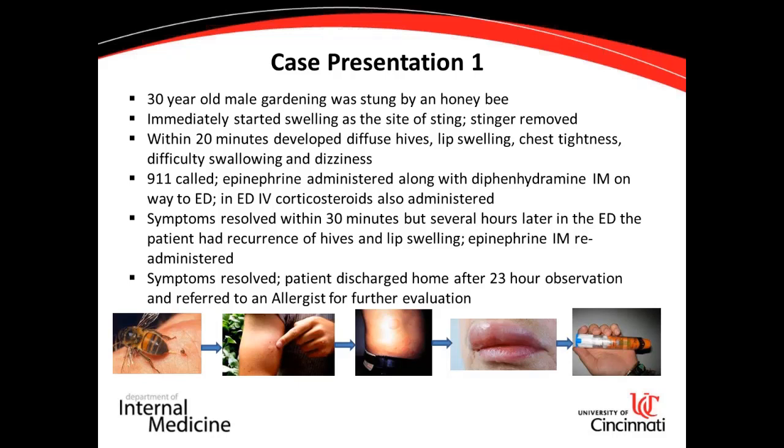types of angioedema. So case presentation 1 is a 30-year-old male who, while gardening, was stung by a honeybee. He immediately started swelling at the site of the sting, and the stinger was removed. Within 20 minutes, he developed diffuse hives, lip swelling, chest tightness, difficulty swallowing, and dizziness. He called 911. Epinephrine was administered along with diphenhydramine, which is Benadryl, intramuscularly on the way to the emergency department. And in the emergency department, he received more IV corticosteroids.